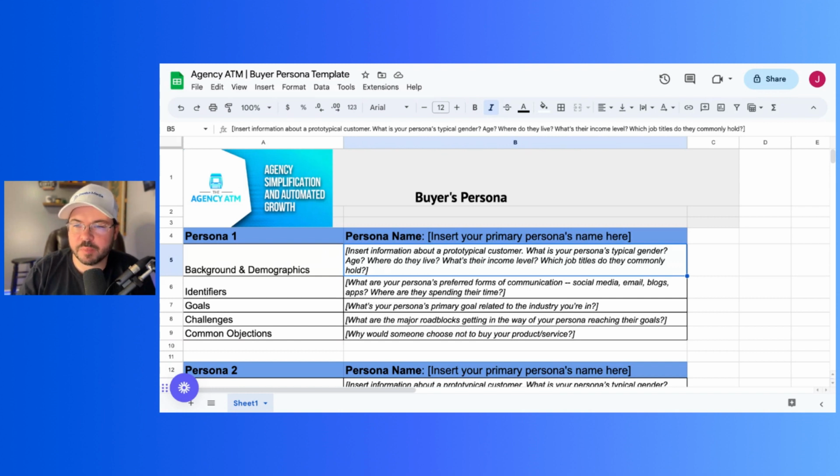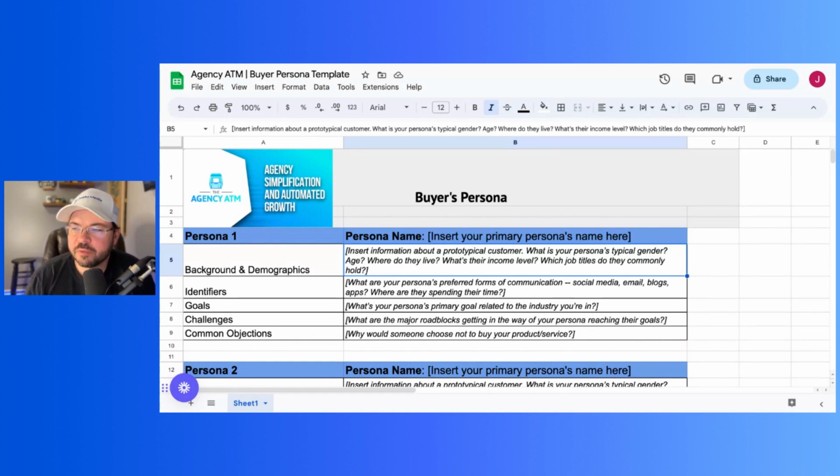So here's what you need: background and demographics of the ideal customer that they'll be serving. Okay, so insert the normal prototypical information. What's their gender, what's their age, where do they live, what's their income level, what job titles do they commonly hold, like are they dual household income, typically like teachers or firemen. You get the drill, right? The normal stuff on background and demographics.